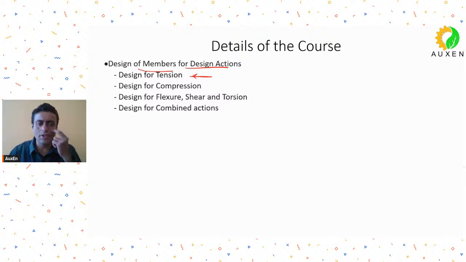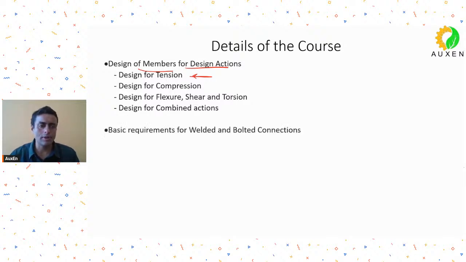All these have different chapters in the American code. For example, chapter D covers tension, chapter E covers compression, chapter F I think covers flexure, combined actions is given in chapter H, and so on. So different chapters are given in the American code for the design of these members for different design actions. For this, we will do the calculations manually for different conditions, verify them on Excel sheets that we have prepared, and also verify them with the software output. So this will be a very interesting part of our discussion.